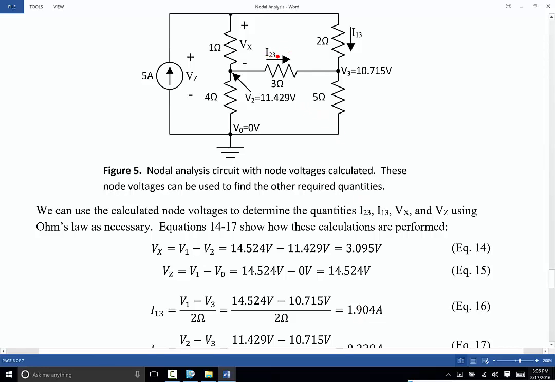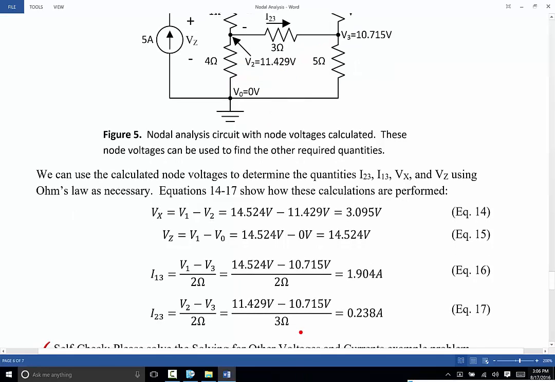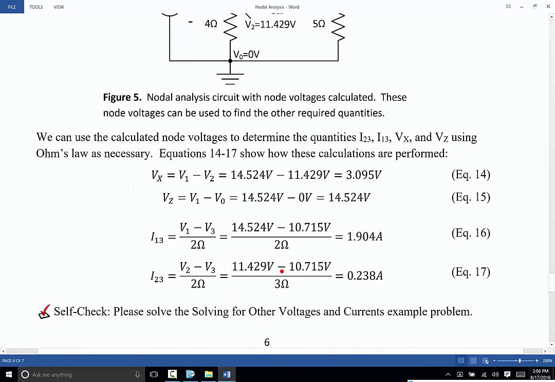Similarly, we can calculate I sub 2,3. It's going to be V2 minus V3 divided by 3 ohms. 11.429 minus 10.715 divided by 3 gives 0.238 amps. So once you've calculated the node voltages, any other voltage in the circuit, any voltage difference in the circuit, or any current in the circuit is pretty easy to calculate. And as a result, then we can provide whatever quantities it is that we're asked to calculate, either by our boss or by our professor.